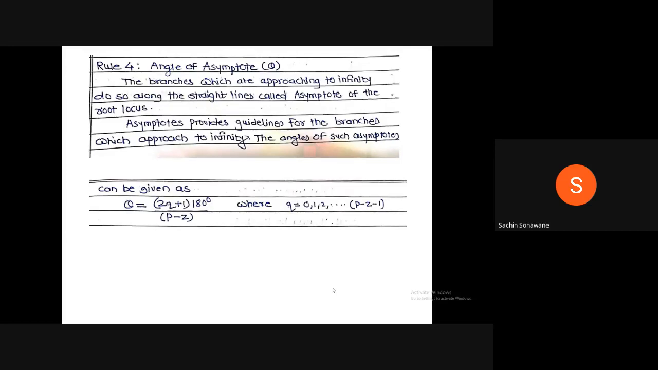Now rule number 4, angle of asymptote theta. The branches which are approaching infinity do so along straight lines called asymptotes of the root locus. Asymptotes provide lines for the branches which approach infinity. The angles of such asymptotes can be given as theta is equal to (2q plus 1) into 180 degrees divided by (p minus z), where q is equal to 0, 1, 2.